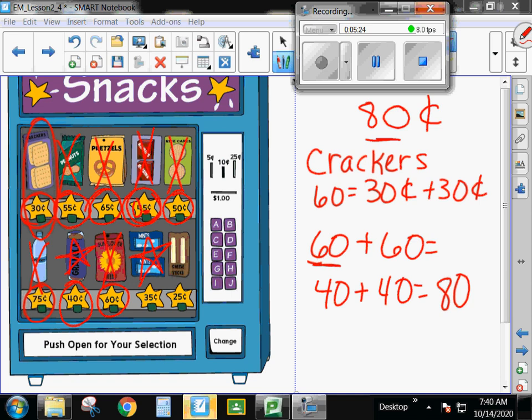And then looking at cheese sticks, 25 cents plus 25 cents. Well, we know that 2 quarters, 25 and 25 is 50. And so we have enough to buy the cheese sticks. So you could have bought cheese sticks, mints, granola, and the crackers.